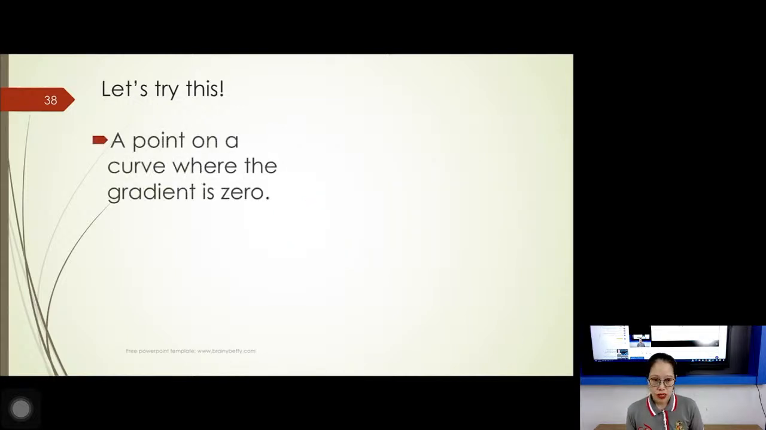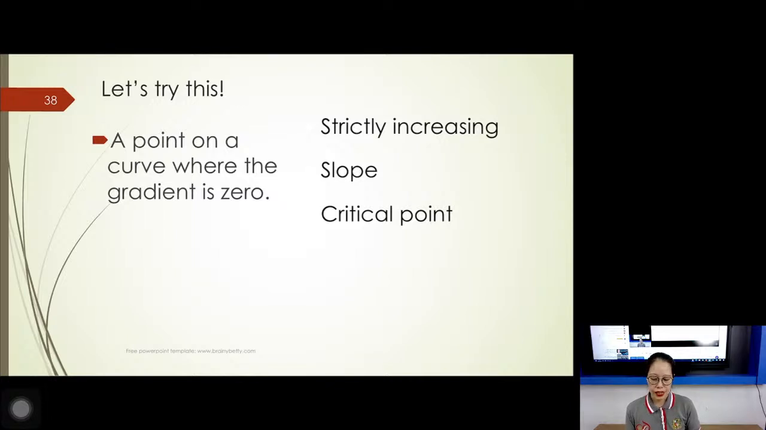Okay, I think this is the last one. So we have here a point on the curve where the gradient is 0. You know what a gradient is, right? Gradient is another term for slope, of course. So is it a slope? Is it strictly increasing, critical point, or tangent point? So a point on the curve where the gradient is 0. So what is it? Alright?